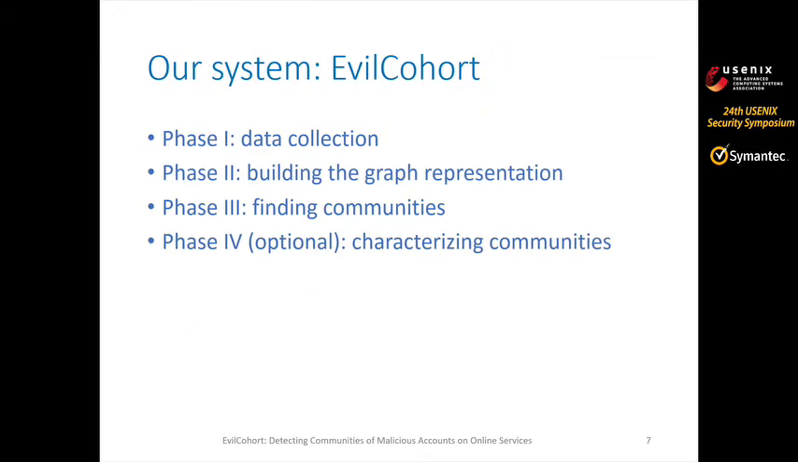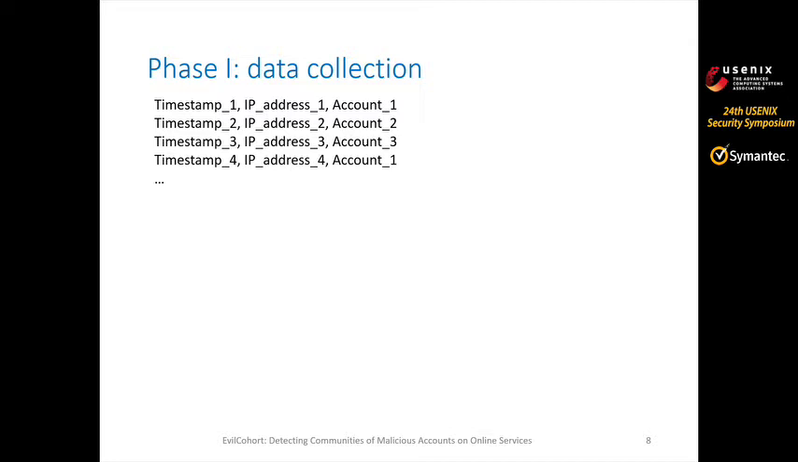So based on these observations, we developed our system called EvilCohort that goes through 4 different phases, which I'm going to describe now in detail. So the first phase is data collection. And the interesting part about our system, as I said, is that we don't need any domain-specific information. And actually, the data we collect is very, very simple. We just need a timestamp, an IP address, and an account identifier.